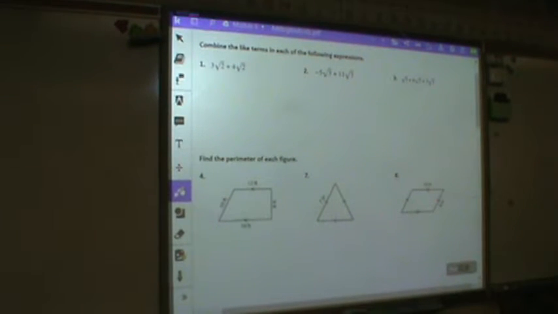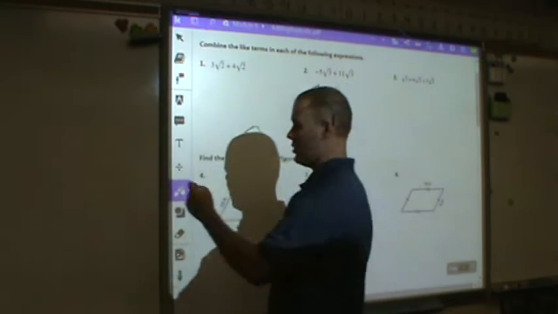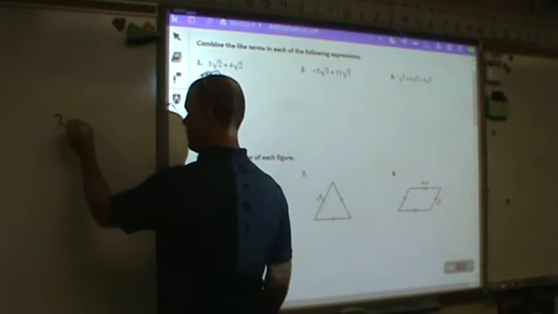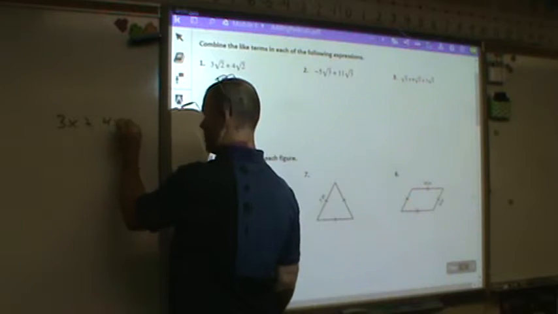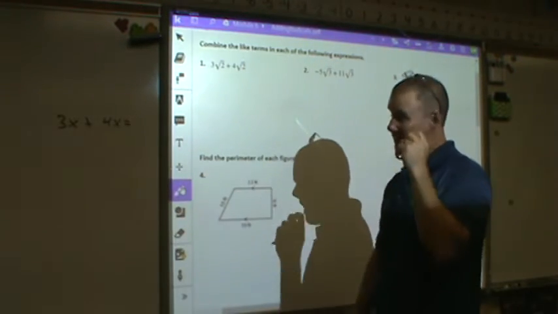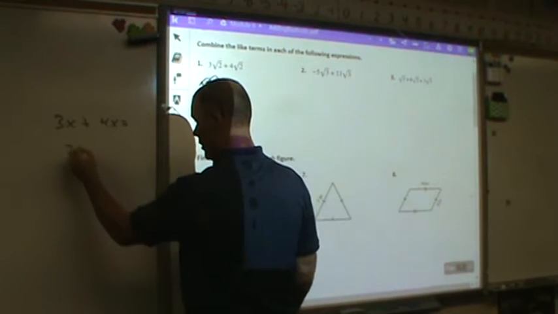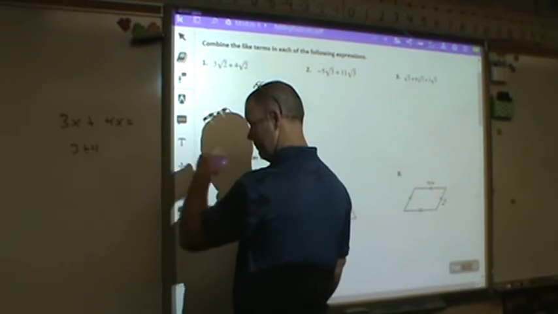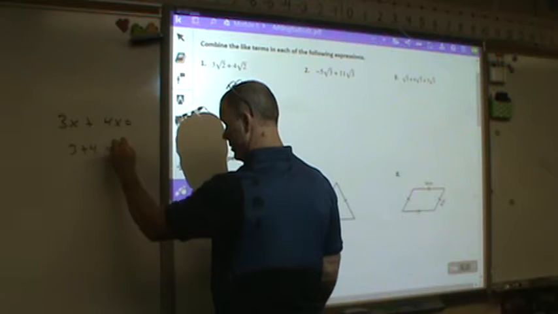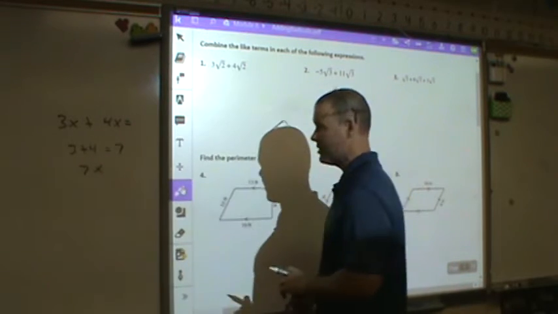You all have heard the term combine like terms. So like 3x plus 4x. When we combine like terms, they have to be alike. They have to be the same. 3x plus 4x, we're going to add the coefficients, which are the numbers in front of the variables, and we get 7, so therefore we get 7x.